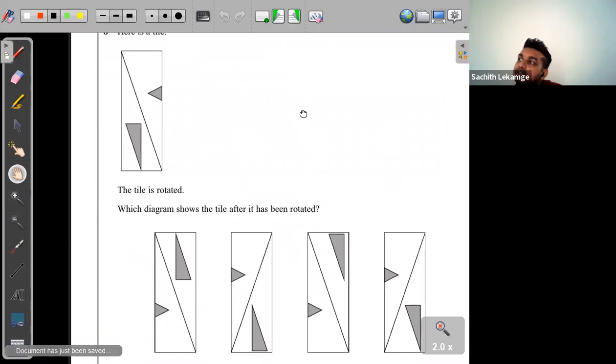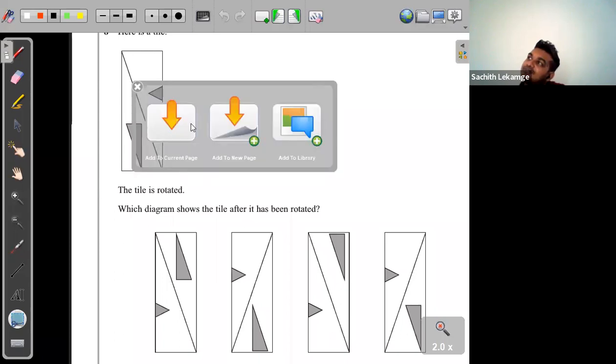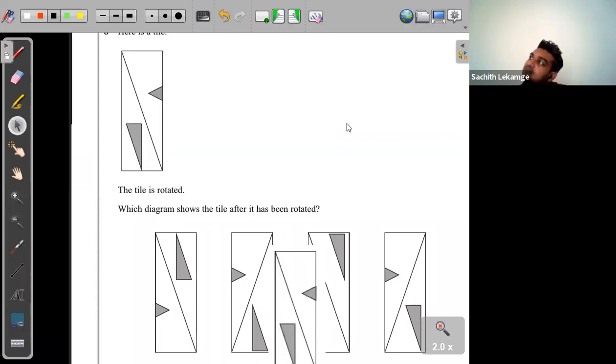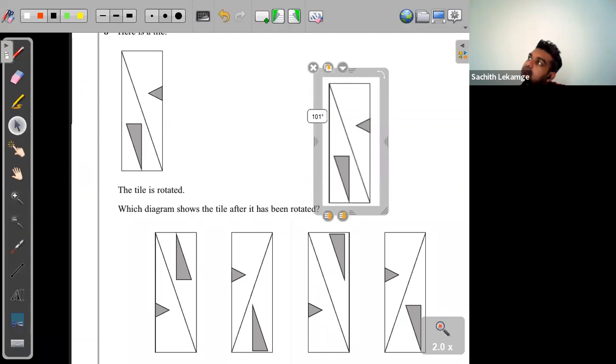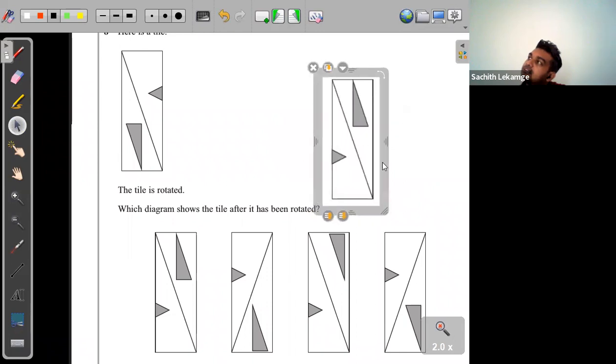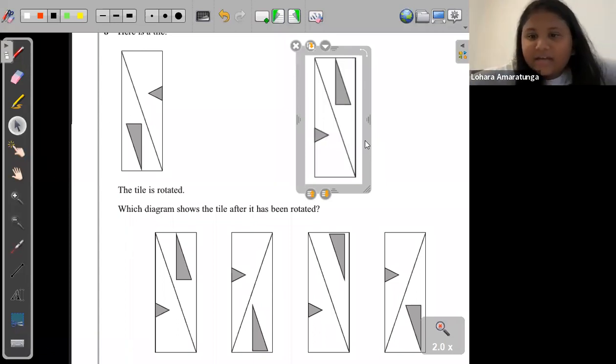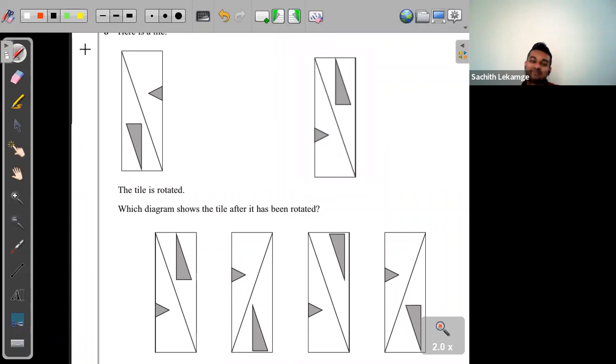Nice one. If you have tracing paper, you could have traced this and rotated it to see. But we have software. Let me rotate it for you. Alright, what you need to do is take a tracing paper. At the exam hall, you can request tracing paper. Tracing paper, very good. So the answer should be the first one.